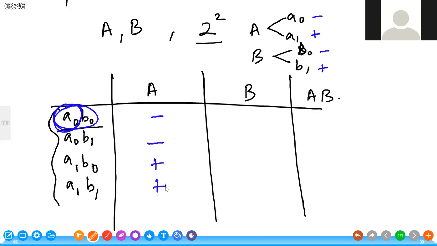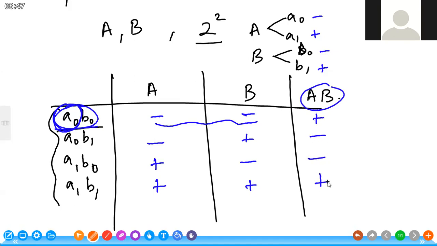Is it clear to everyone? That is how it goes. What about B? Here it is minus, plus, minus, and plus. AB is the multiplication of this. So what is the multiplication? A is minus, B is minus, so this is plus, minus, minus, plus. That is how it goes.